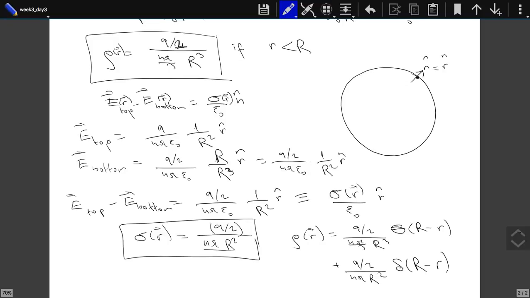Other questions? No, that's enough if you just write this is the charge density when r is less than capital R, and this is the surface charge density. If you just say these two things, that's enough.